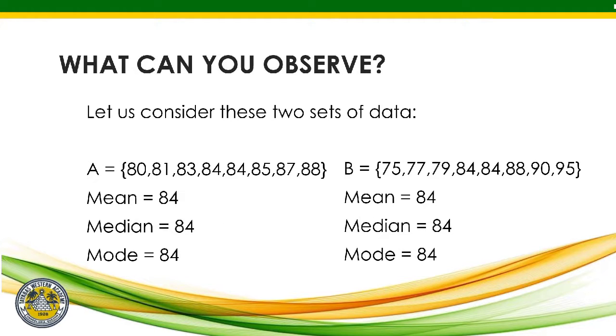So what can you observe in this given? Let us consider these two sets of data. Set A has 80, 81, 83, 84, 85, 87, 88. While set B has 75, 77, 79, 84, 88, 90, and 95. If we find the central tendency, the mean, median, and mode, in set A the mean is 84, the median, or middlemost value, is 84 also, and the mode is also 84 because 84 occurs 2 times. In set B, the mean is also 84, the median is 84, and the mode is also 84.